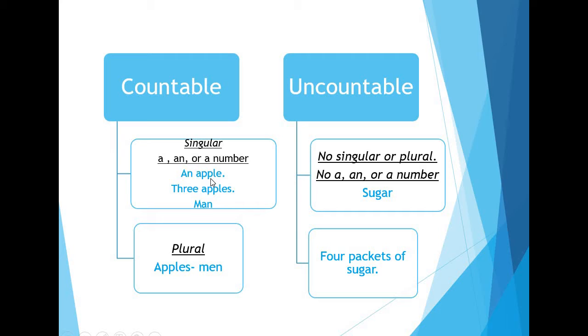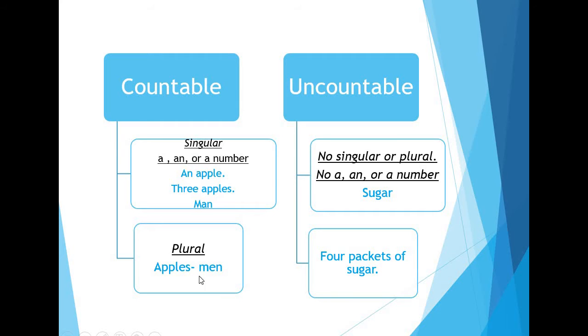Like when I have the noun apple, apple is a countable noun. Why? Because I could say an apple. I could add a number by saying 3 apples. I could make it plural by saying apples, adding s to it. Do all the countable nouns take s when they are plural? No. Because when I have the noun man as a countable noun, when I make it plural, I say men.